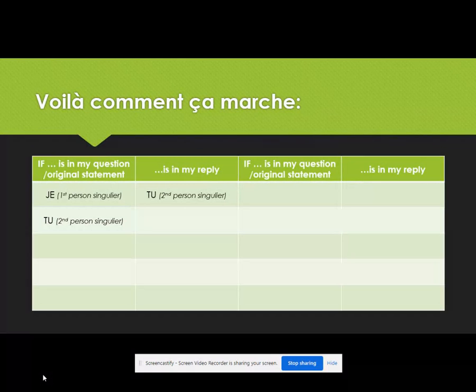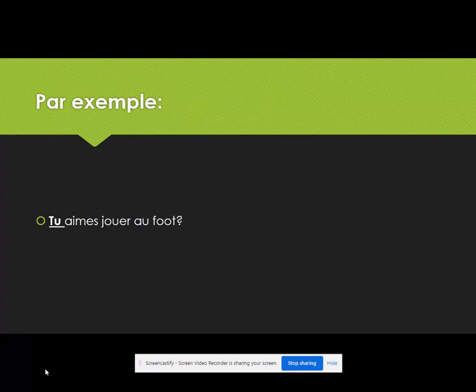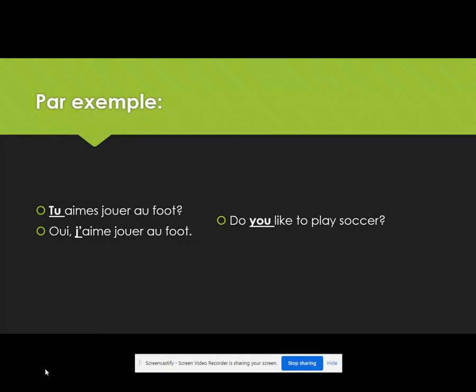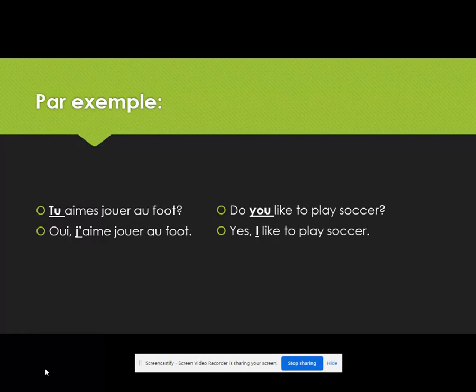On the other side of that, if you have tu in the question or original statement, then je will be in your answer. An example of this would be tu aimes jouer au foot? Do you like to play soccer? Oui, j'aime jouer au foot. Yes, I like to play soccer. This is probably the most common exchange that we have in English and French both, and it should make quite a bit of sense.